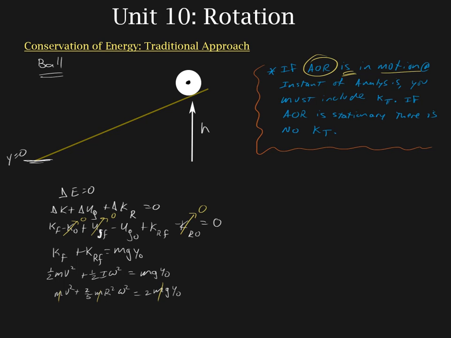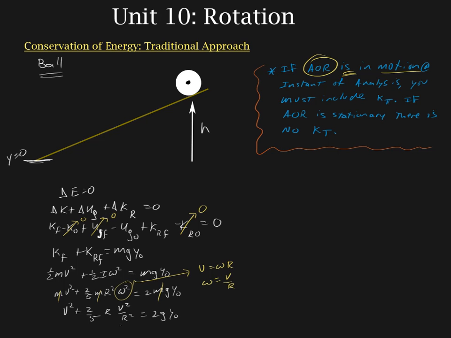And now all we have to do is get this in terms of velocity. So omega squared, that's going to have to become, using the bridge equations, v is equal to omega r. So omega is equal to v over r, and this is going to become v squared over r squared. So we have v squared plus 2/5 r squared v squared over r squared is equal to 2g y initial.